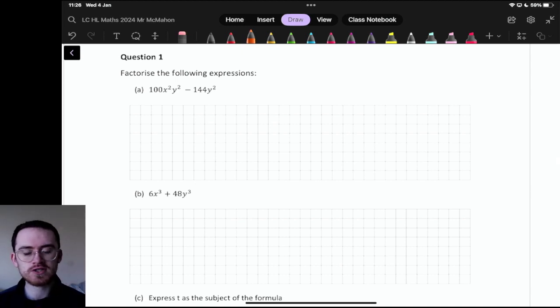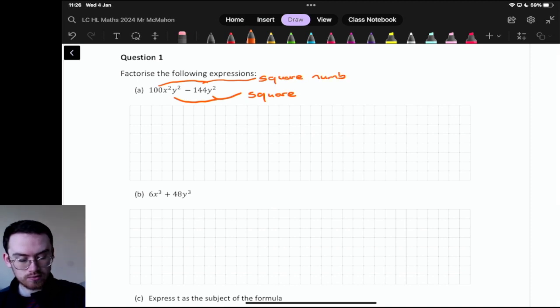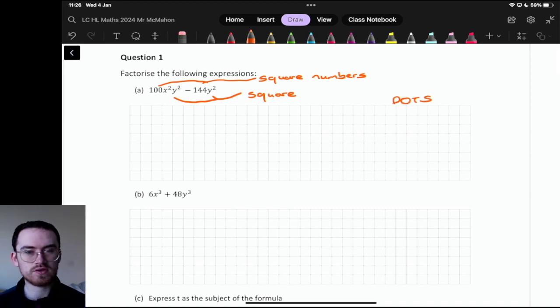So looking at this first question, we're trying to identify which of these types of factorising it's going to be. And the giveaway here should be these x squareds, y squareds, all square terms. And then we look at the numbers 144, 100. These are square numbers. We're seeing a lot of square terms, square numbers. So that should tell us that we're going to be looking at a difference of two squares.